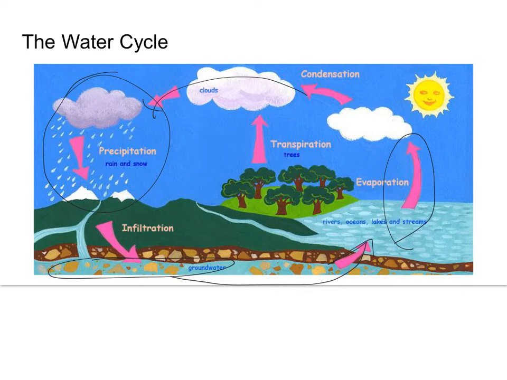We also have living organisms that are part of the water cycle. So trees and plants are going to take up water through their roots and through a process called transpiration, which is something we will talk about more heavily. Through transpiration, water will then come out the pores and leaves and go back into the atmosphere.